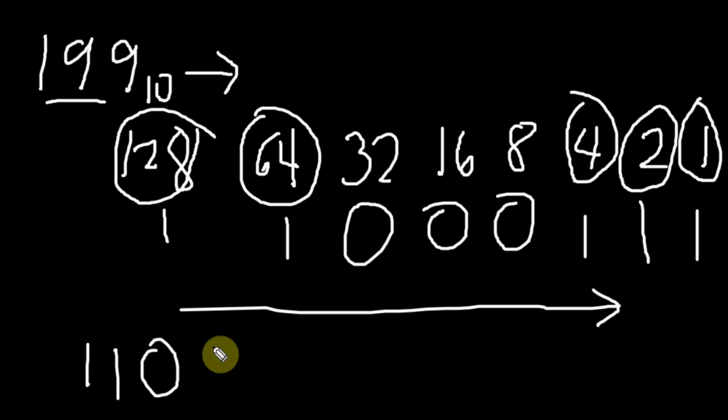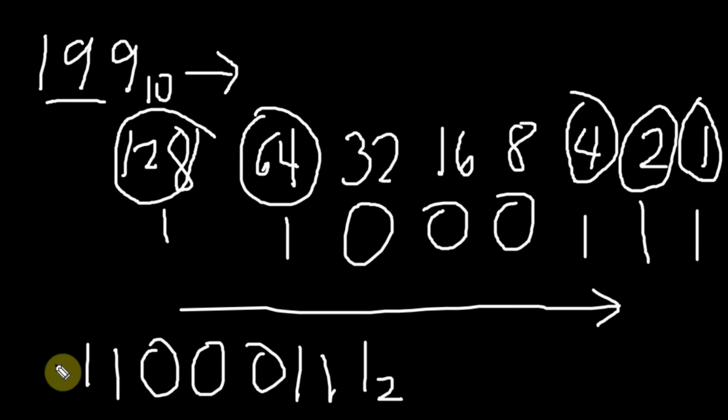So 11000111 base 2. So the decimal number 199 is equal to the binary number 11000111.